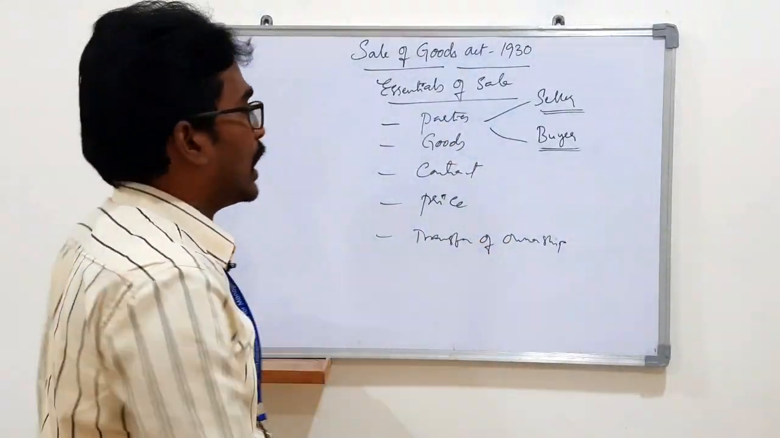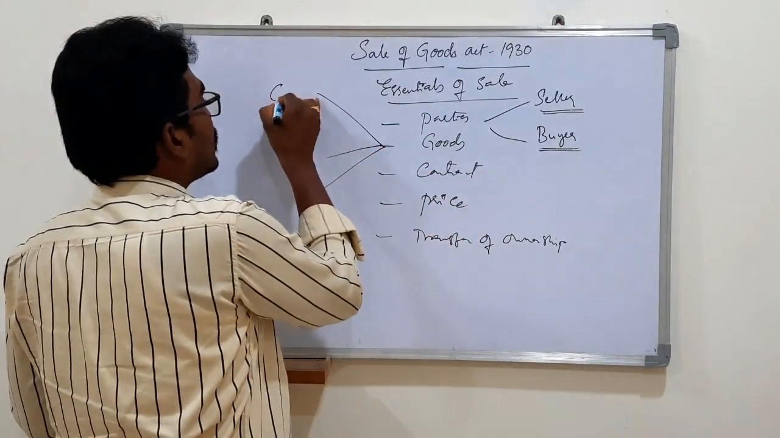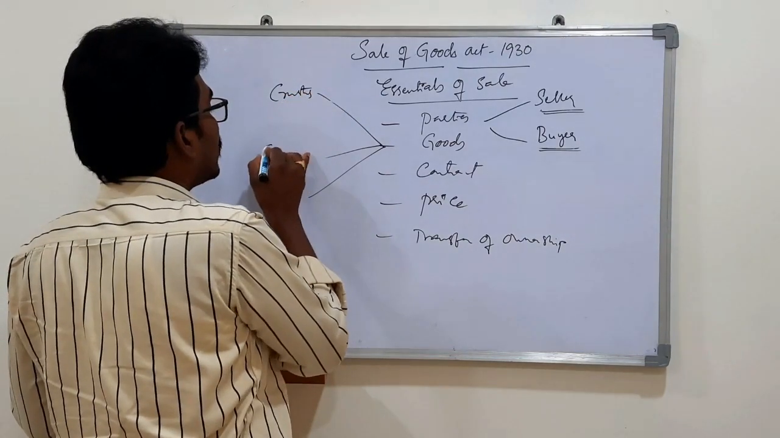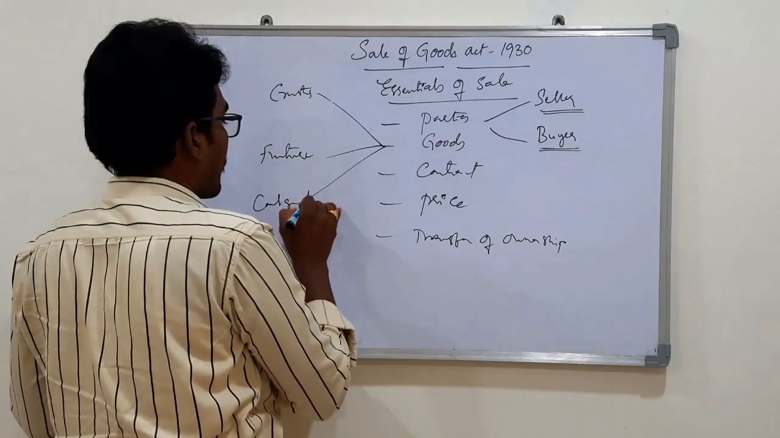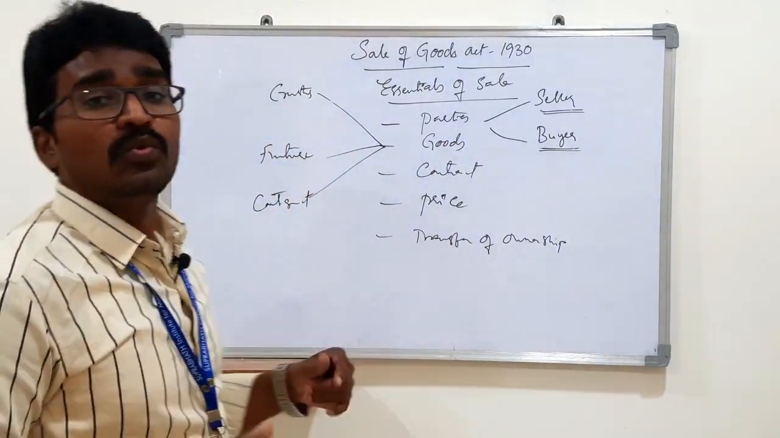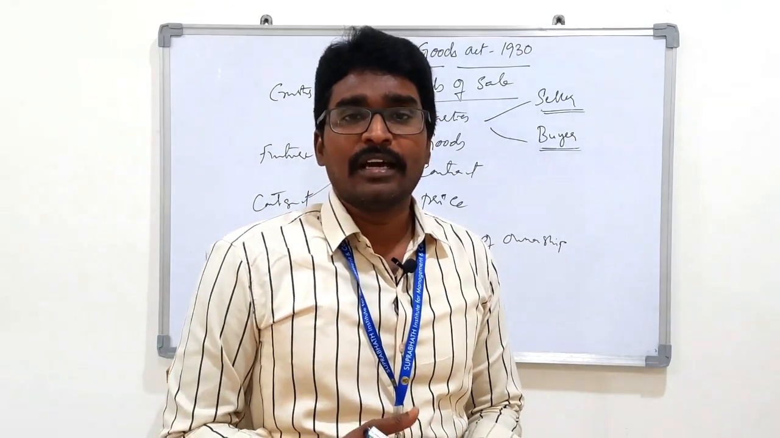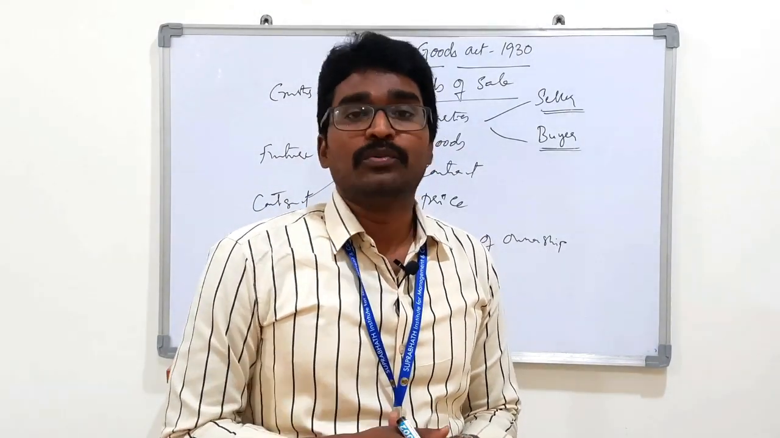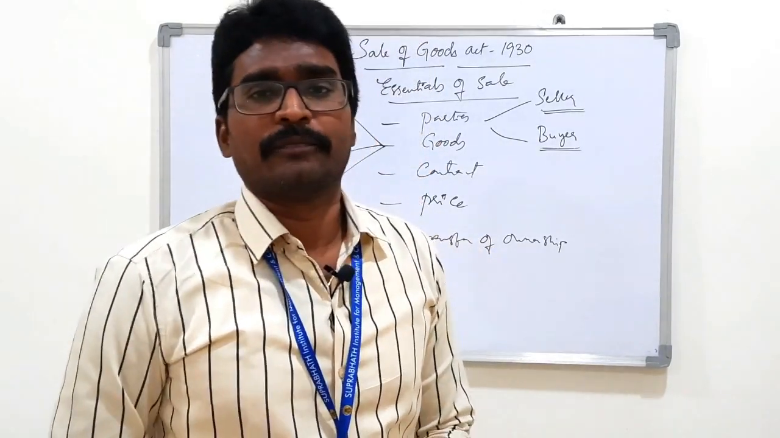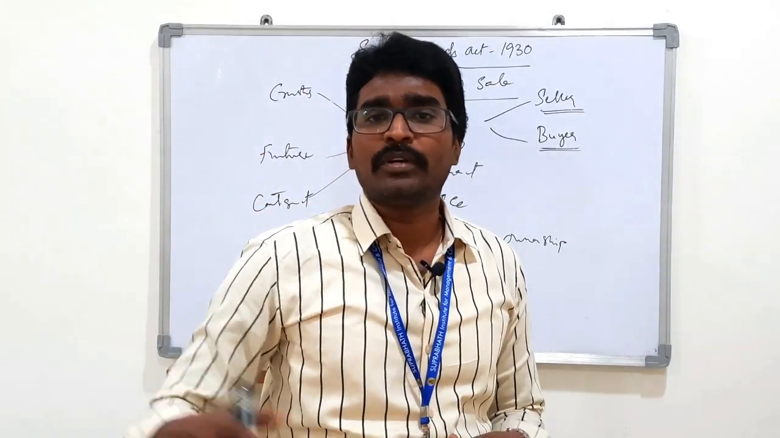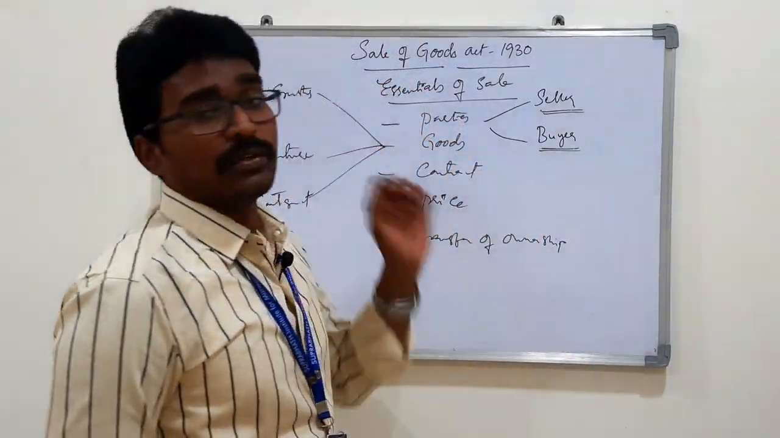Next, coming to goods, as we have discussed earlier, goods are of three types: existing, future, and contingent. Existing goods are the goods which are available now, the goods which are currently present with the seller. The goods which are present with the seller, he is able to transfer or deliver at the right point, so those goods are treated as existing goods.